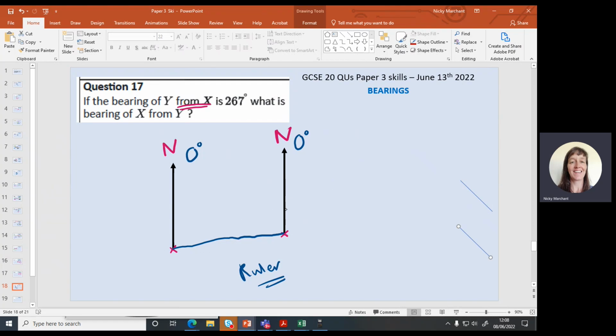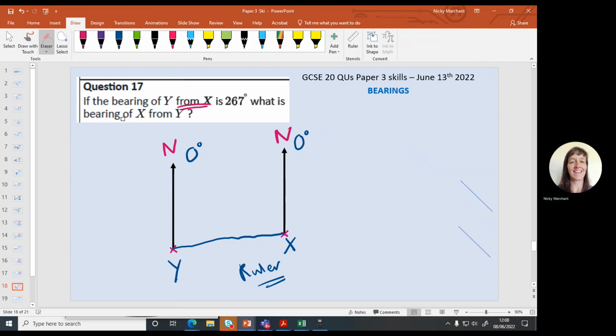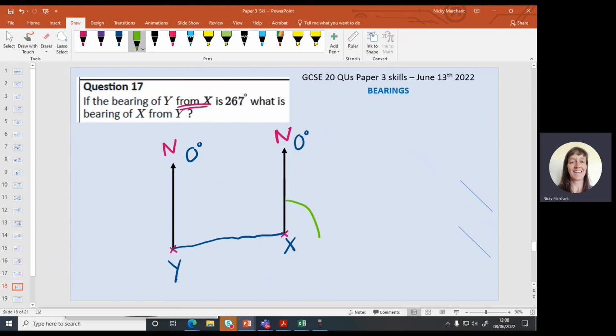On there, they've given us from X. Now I'm going to tell you this one here is X. They should give you these towns written on your screen. So I can tell you that the bearing of 267 from X is actually this angle all around here. Okay, it's gone from north, it goes clockwise. That is the bearing of 267 that they've given you. Just label it there. 267.